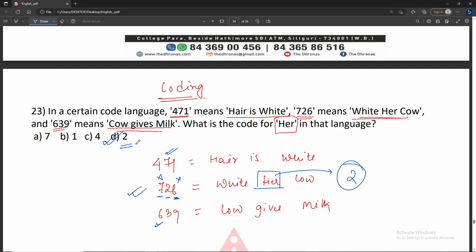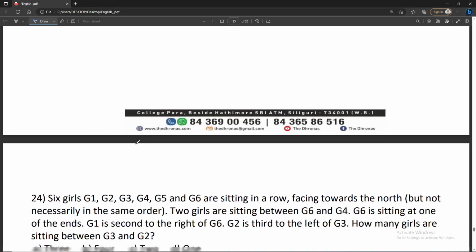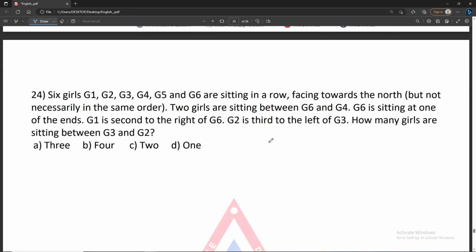Okay. So let's go to the second last question for today's session. It's seating arrangement.